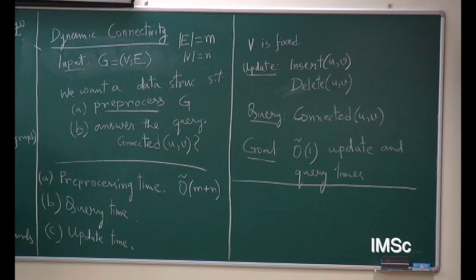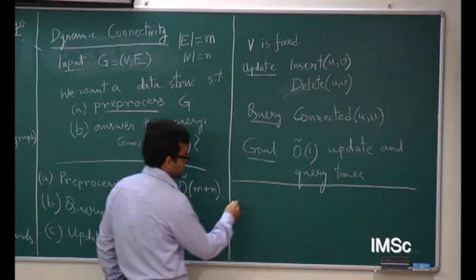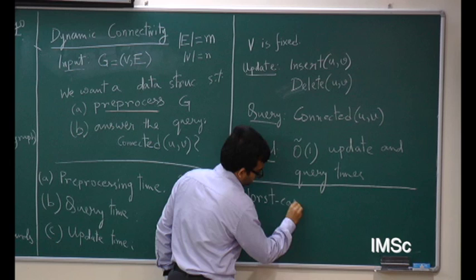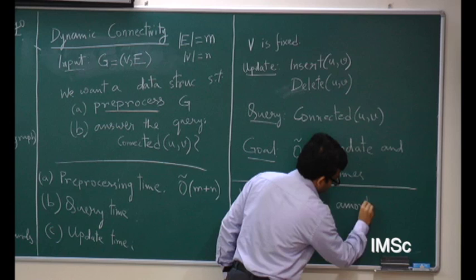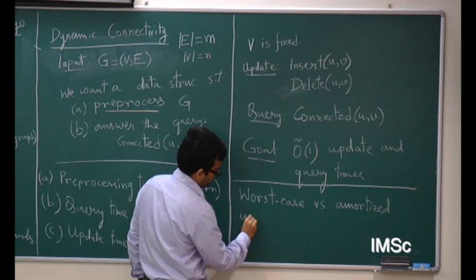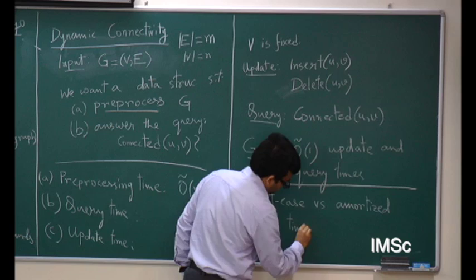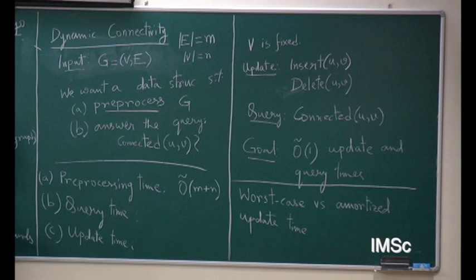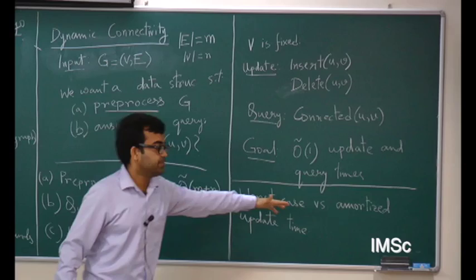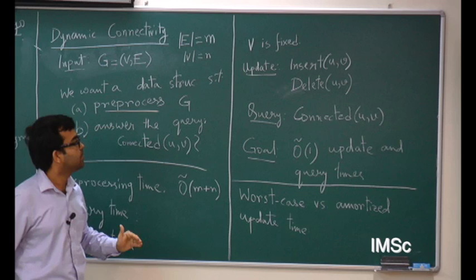Now, another thing: worst case versus amortized update time. Worst case update time is clear. If I say that the worst case update time is log n, then after every update, the data structure takes care of it in log n time. How many of you are familiar with amortized analysis in static data structures, say self-adjusting balanced search trees and so on? It's exactly the same thing here. If I say that amortized update time is log n, it means if you give me a sequence of t updates, it will take at most t log n time in total.